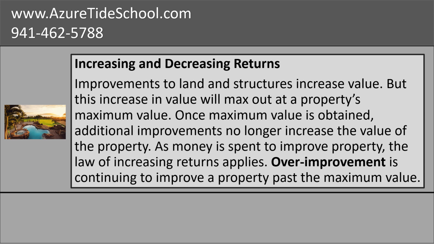Increasing and decreasing returns. Improvements to land and structures increase value, but this increase in value will max out at a property's maximum value. Once maximum value is obtained, additional improvements no longer increase the value of the property. As money is spent to improve the property, the law of increasing returns applies. Over improvement is continuing to improve a property past the maximum value.